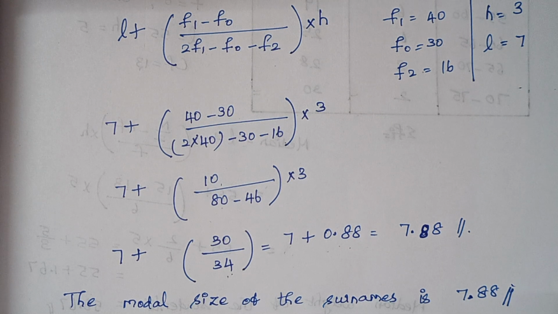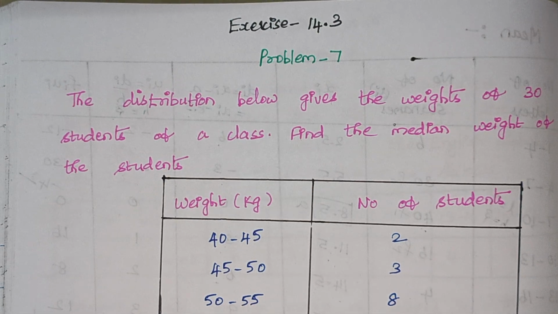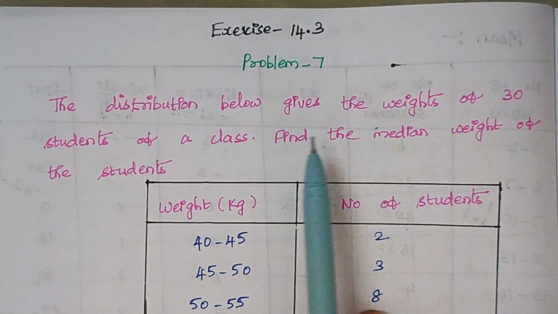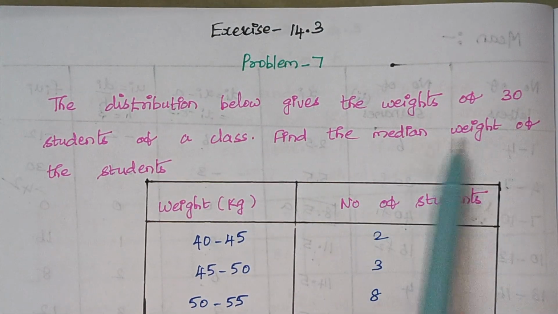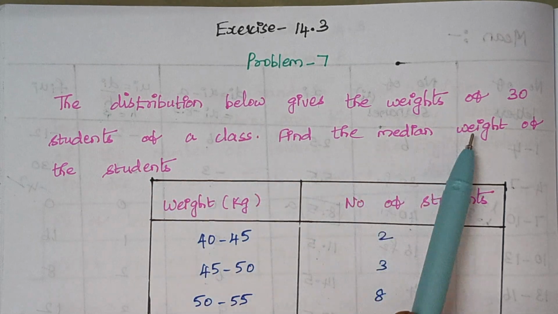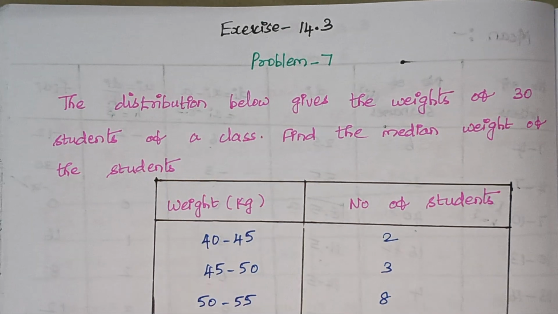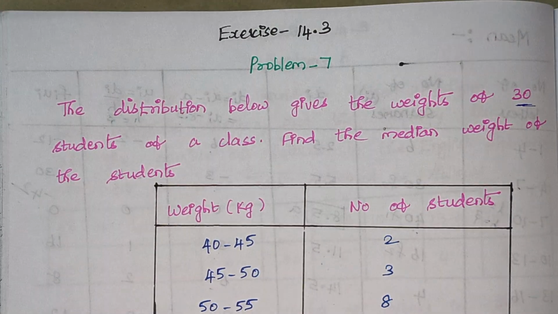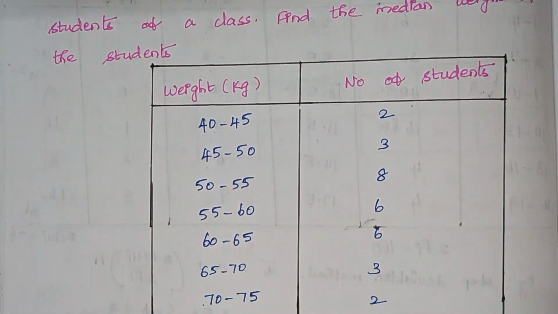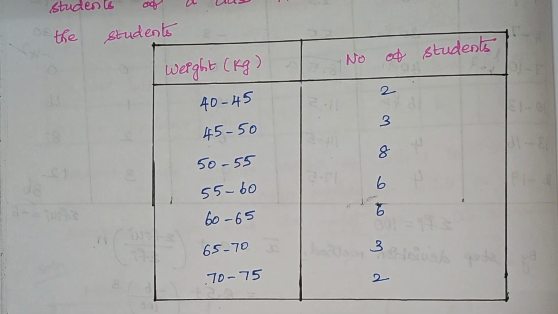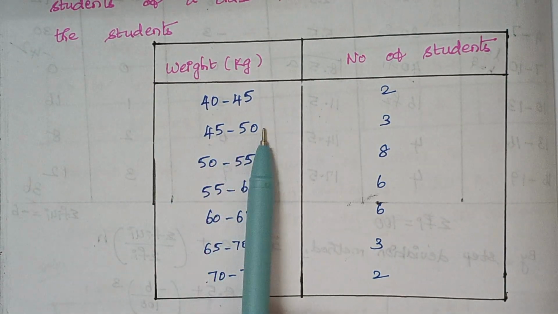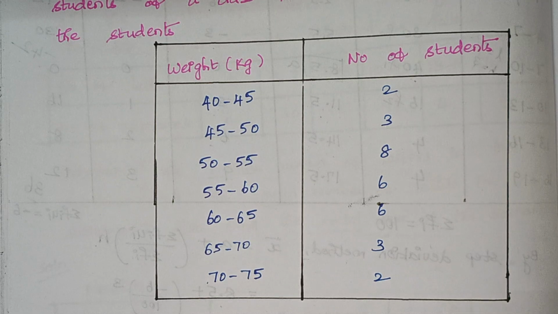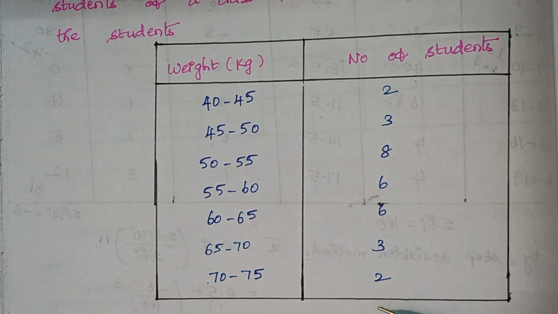We will proceed with our final problem of this exercise. So problem number 7. The distribution below gives the weights of 30 students of a class. Find the median weight of the students. So here the value of n is 30. So again look at the tabulation. Here the intervals are perfect, right? They have a continuation 40 to 45, 45 to 50, 50 to 55. And here we are having number of students.